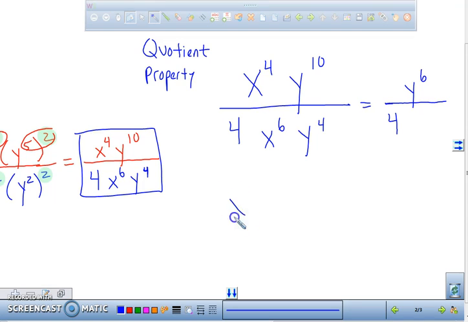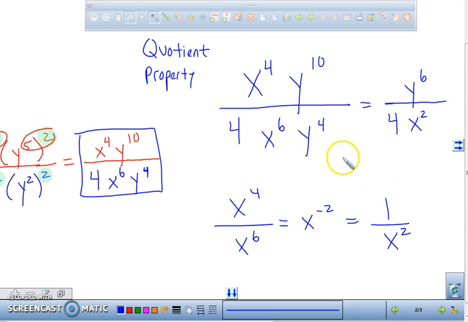But this is where students mess up. They'll go x to the 4 over x to the 6, and they'll say that's equal to x to the negative 2. But they're like, what the heck does x to the negative 2 actually mean? It means 1 over x squared. So what's going to actually be in the denominator? An x squared. And let me show you logically why that's the case. X to the 4th means what? X times x times x times x. I'm not going to list this one. But I would have to list how many x's in the denominator if I wanted to simplify that. There's 6 of them, okay?